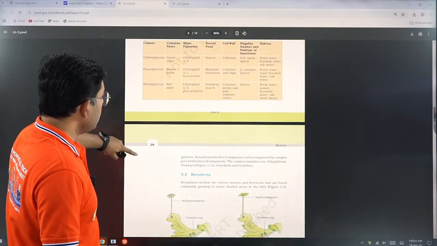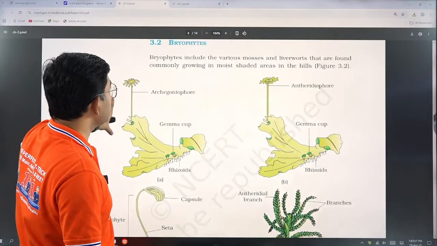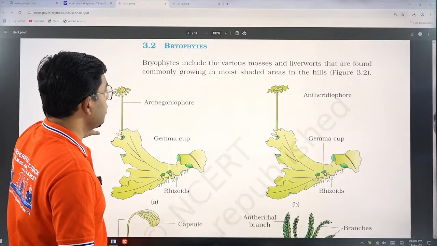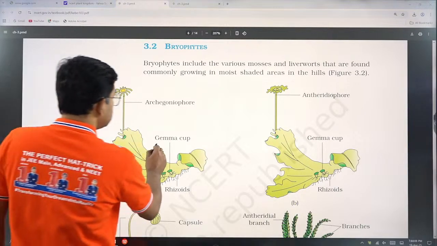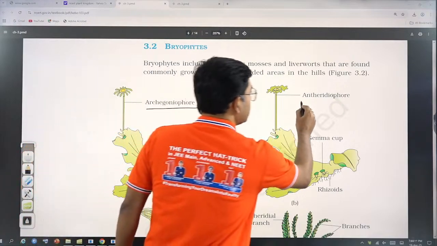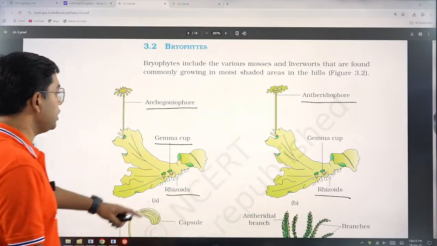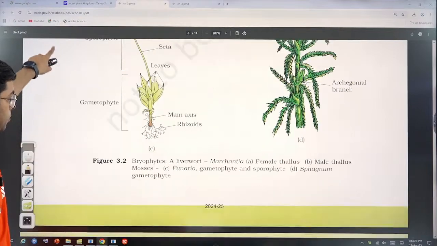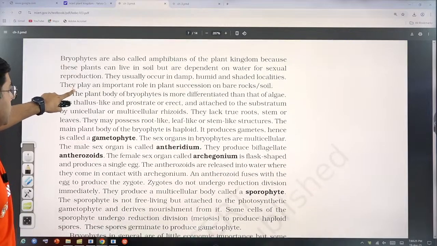Now here we start with bryophyte. As you can see here, this is bryophyte, right? These diagrams we have seen. All of you can see very clearly that here the gemma cup is present, archegoniophore is present, antheridiophore is present, rhizoid is present. So all these we have already seen. Now let's go to the text part of it. See, all these points I have covered here.